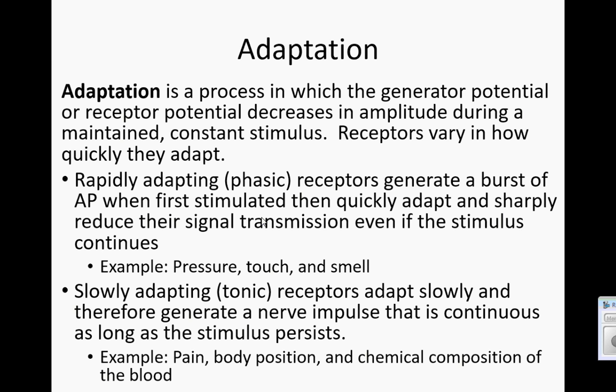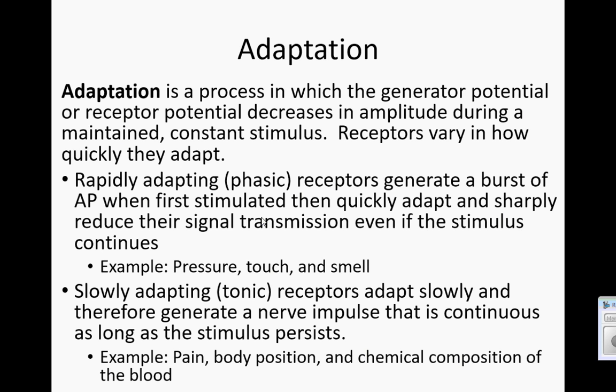So adaptation is defined as a process in which the generator potential changes. Remember, generator potential refers to that initial depolarization, or receptor potential, which is also the depolarization. We're talking about the different types of receptors here.